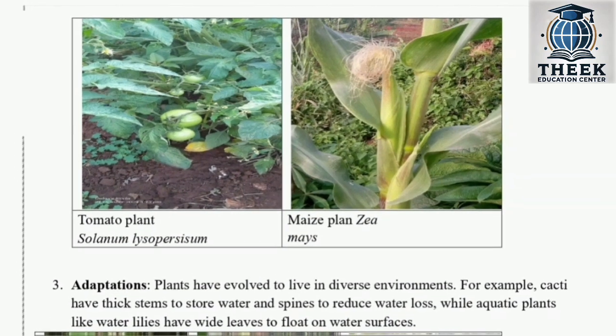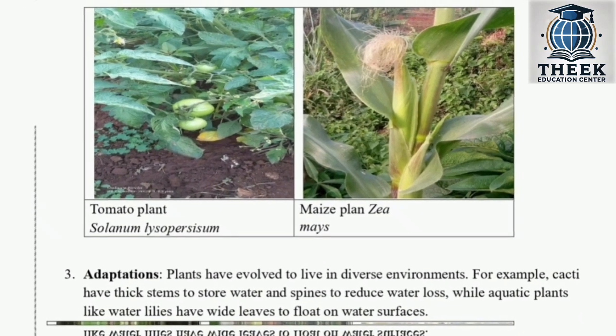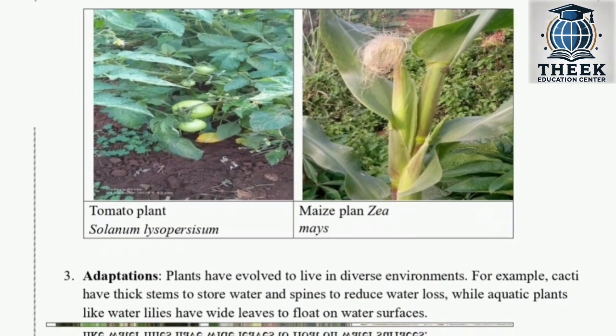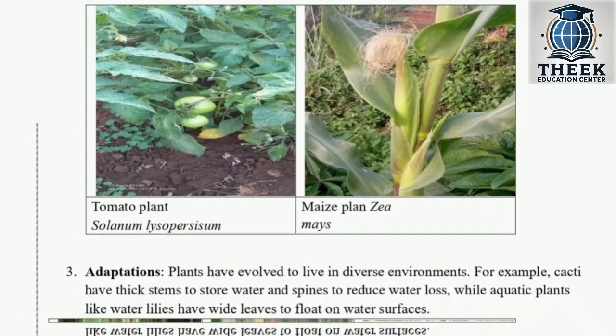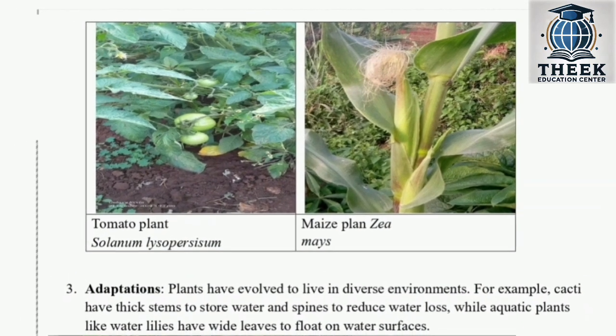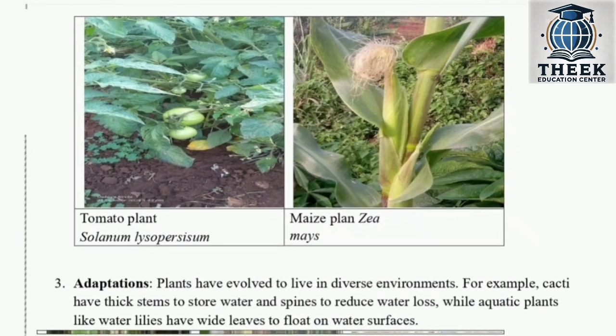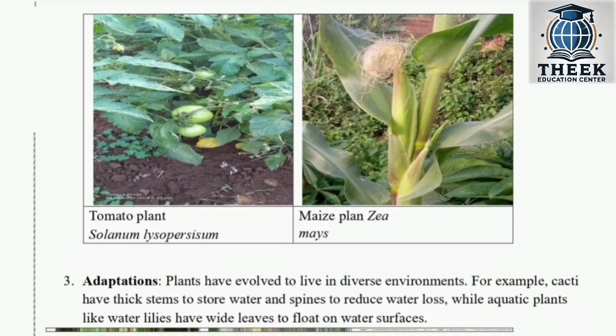Now we have feature number three, that is adaptation. In this feature, we look at how plants have evolved to survive in different environments. So plants have evolved.